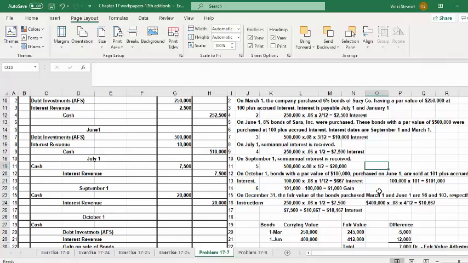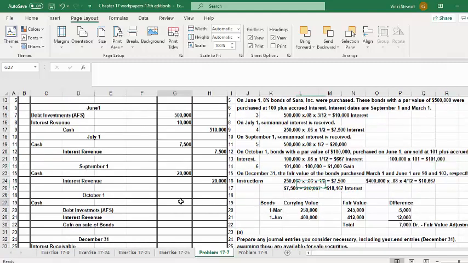So we will have to calculate the accrued interest for 1 month on $100,000 at 8%, and that's $667 in interest. We will also be receiving $101,000 since the bonds are being sold at 101. So we will have a gain on the sale of the bonds for $1,000. The $101,000 that we received minus the par value that we paid for the bonds.